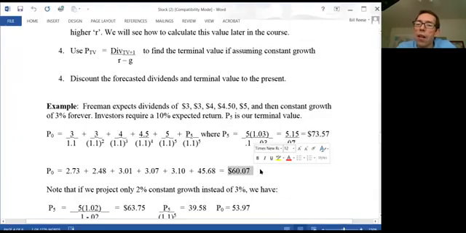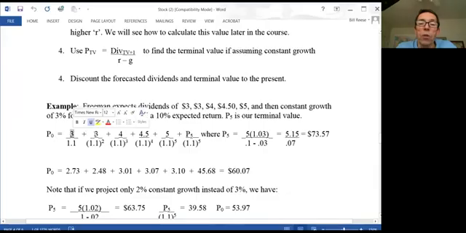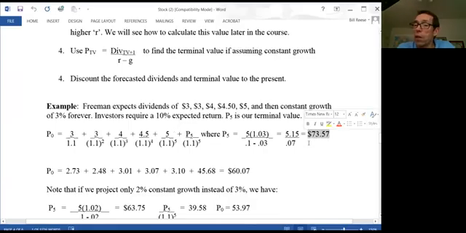Okay. And I paid $60.07 for the stock. My question is, what is the rate of return I have earned on my investment? Think about that for just a second, while I review that. I paid $60.07 for the stock, and in fact, it paid $3, $4, $4.50, $5 in dividends, and then at time 5, it was worth $73.57 because it continued to have its dividends grow at 3% per year forever.